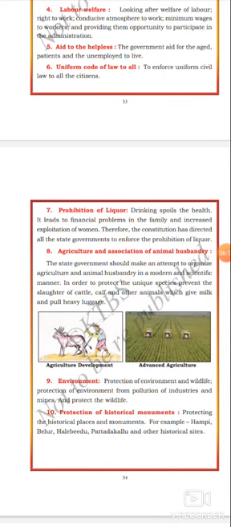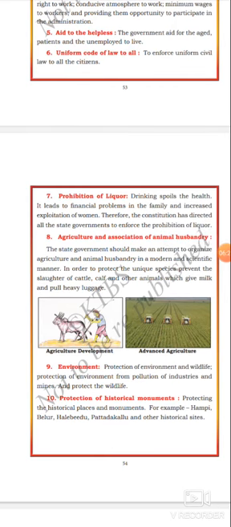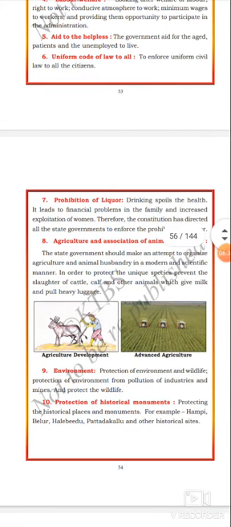The government providing help for the aged, patients, and the unemployed to live. Got it? Then the sixth point is uniform code of law to all, to enforce uniform civil law to all the citizens. Listen, dear students, uniform means same law, same. To enforce uniform civil law to all Indian citizens.